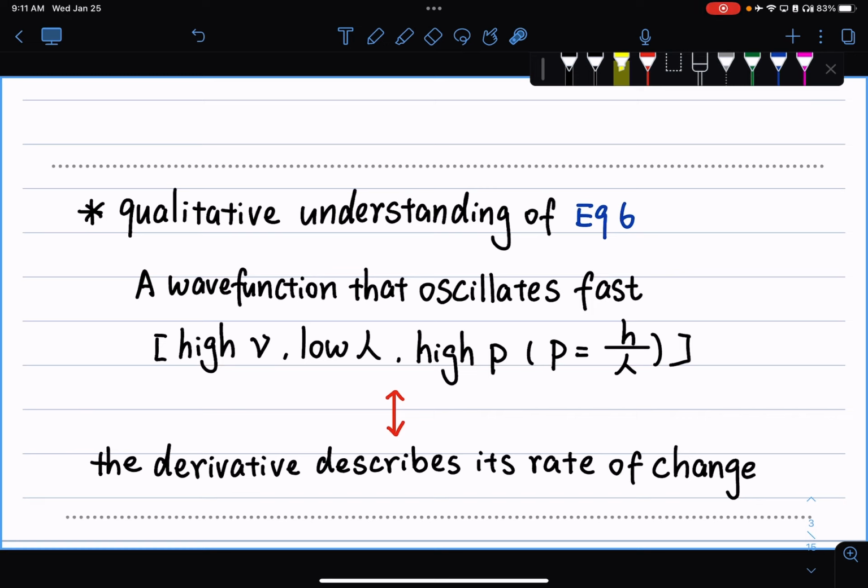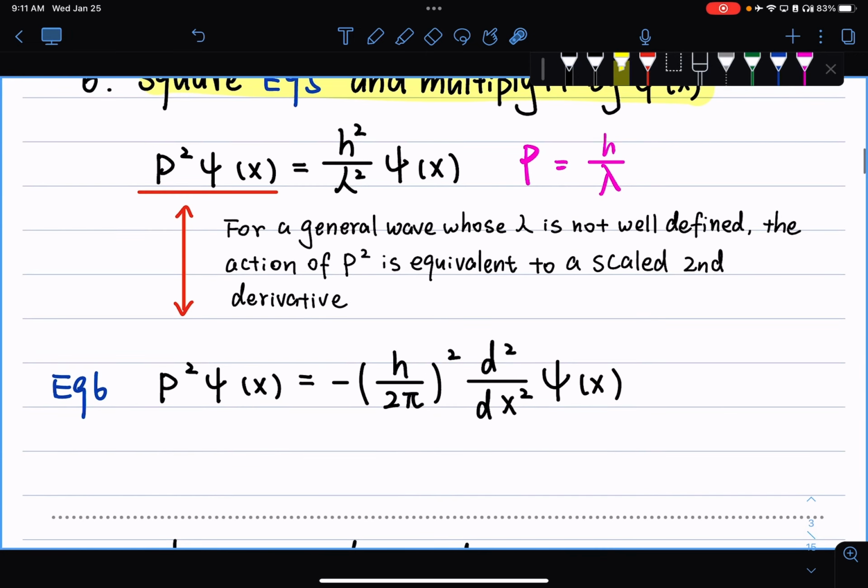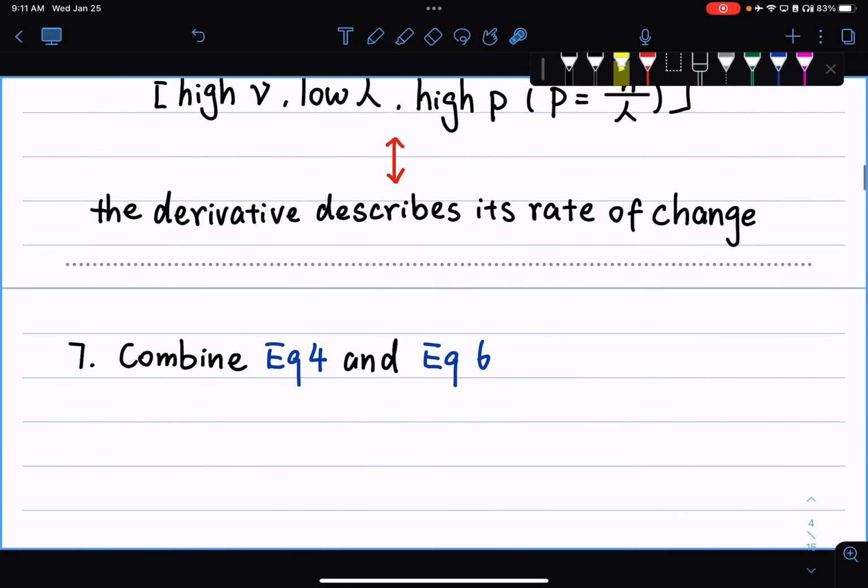So I'm trying to make a qualitative comparison between the linear momentum and the second derivative. But if it doesn't click for you, it's also okay. Just accept that the linear momentum squared acting on the wave function is equivalent to the second derivative acting on the wave function. Okay, all right. This is a little thing that I hope you could get.